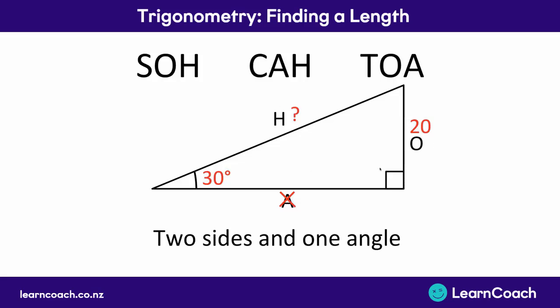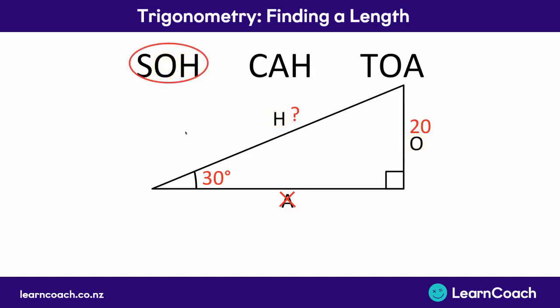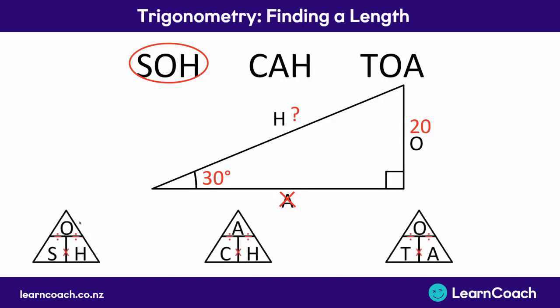This allows us to choose which of these three words is going to help us solve the problem. We have O and we have H, therefore we're going to choose SOH, because that's the only one out of these three words that has the O and the H in it. Now you might be wondering, what is SOH, what is CAH, and what is TOA? These are just sayings which help you remember the formula, because you need a formula to help you solve these problems. SOH, CAH, and TOA just stand for triangles that you can use.